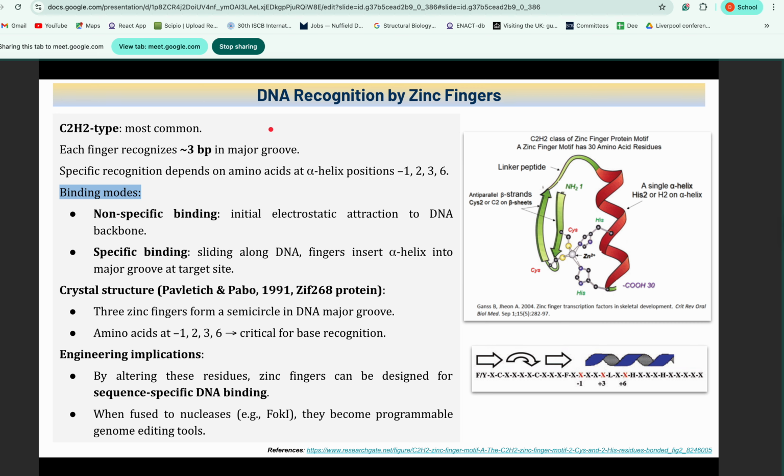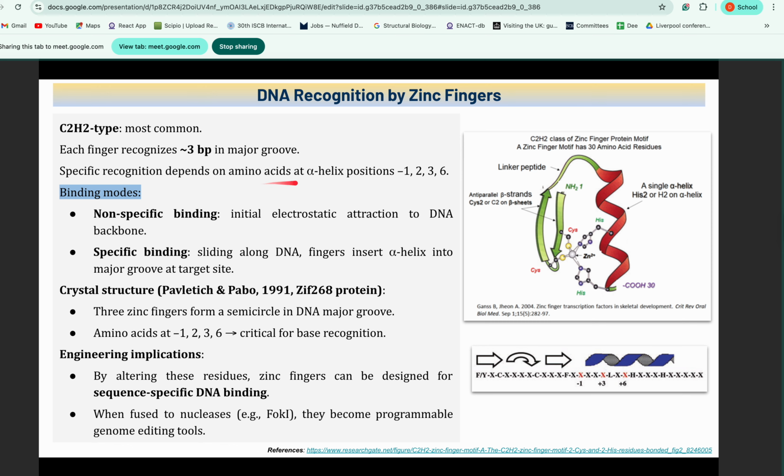Okay, now we'll mainly focus on the C2H2 type because these are the most common zinc finger domains which are observed in humans. So each finger recognizes three base pairs in the major groove. Now keep this thing also in mind because it keeps on repeating. So majorly in the DNA strand, the region which is mainly identified is the major groove.